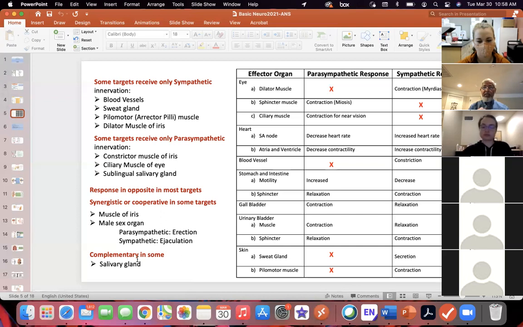And if you stimulate sympathetic, that will stimulate the secretion of thick, enzyme-rich secretion. So when you have saliva, it should contain some enzymes and also some mucus, right? Watery mucus. So you will have both. So sympathetic and parasympathetic are complementary when they work on the salivary gland. They are not opposite, right? One is producing secretion, one is inhibiting secretion.